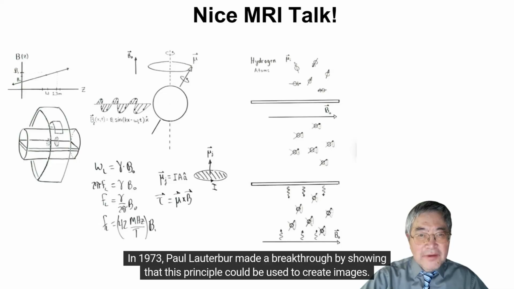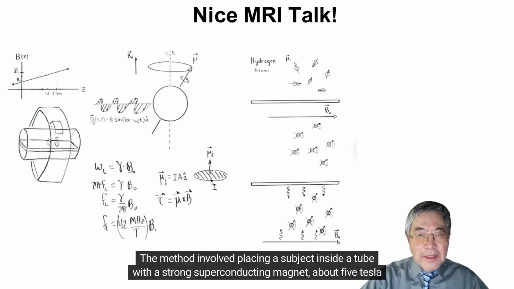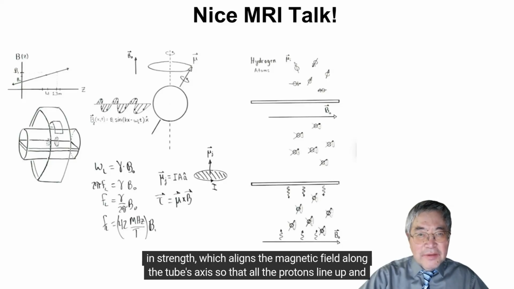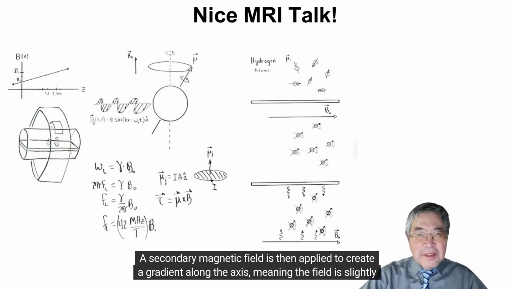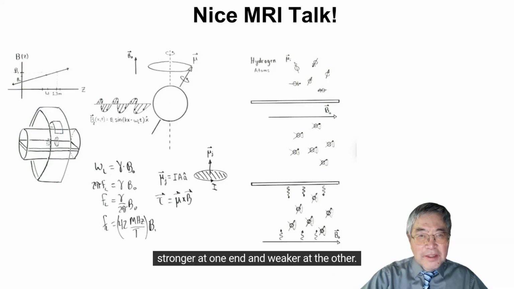In 1973, Paul Lauterbur made a breakthrough by showing that this principle could be used to create images. The method involved placing a subject inside a tube with a strong superconducting magnet about 5 Tesla in strength, which aligns the magnetic field along the tube's axis so that all the protons line up and precess. A secondary magnetic field is then applied to create a gradient along the axis, meaning the field is slightly stronger at one end and weaker at the other.